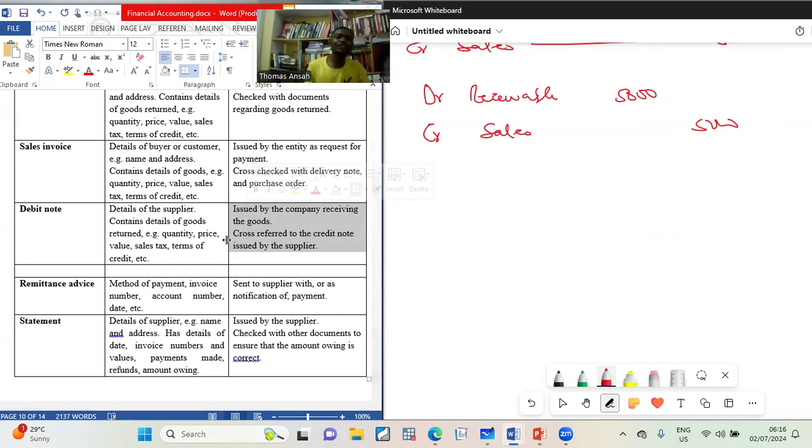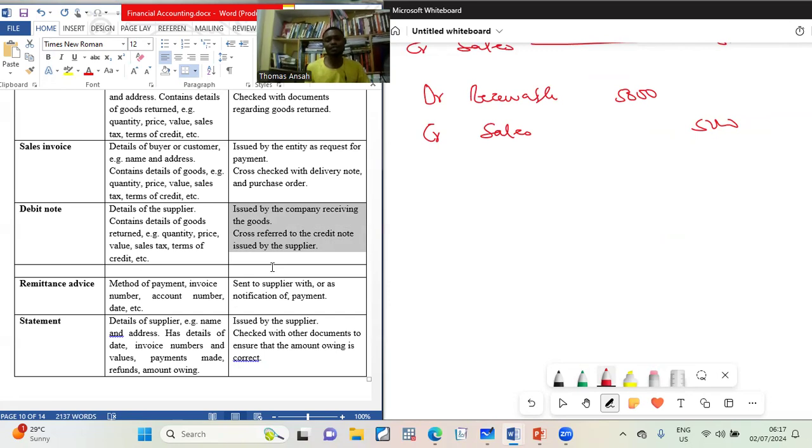The credit note is like a reduction; the person who supplies gives that. So, let's say a discount. The discount can be in the form of a credit note, because it is reducing the amount that you have to pay. That is the understanding you need to get. One is issued by the supplier, the other is issued by the company receiving the goods. So take note of that.